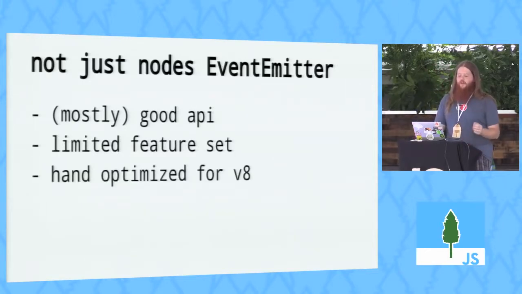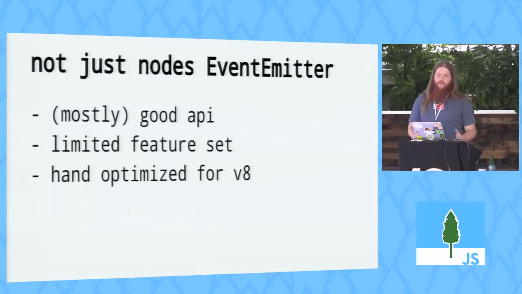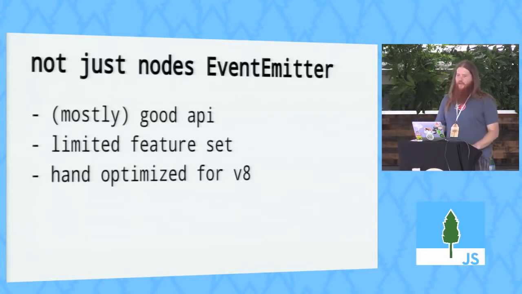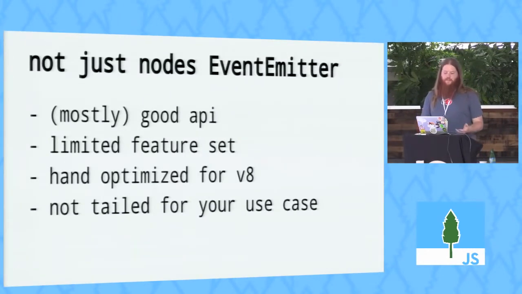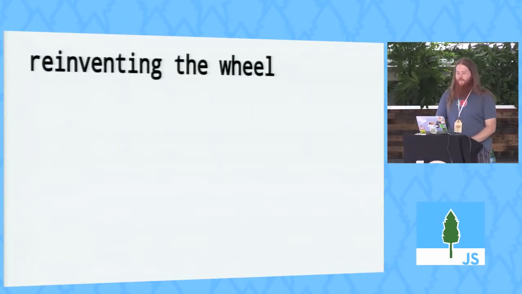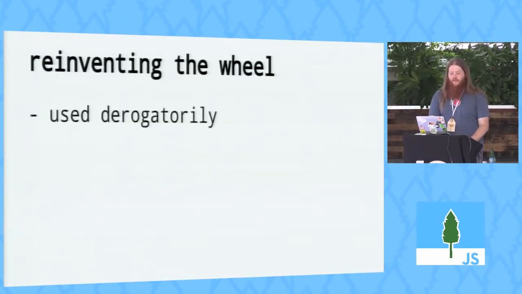The code base is entirely hand optimized for V8. So if you're using it in the browser, it's not necessarily faster than something that wasn't. It might be, but it's also really, really big for turning into a browser module. And it's not tailored for your use case. It's got stuff that you don't need. It doesn't have things that you do need. So why not just reinvent the wheel? Why not build one yourself that is simpler and easier to understand?